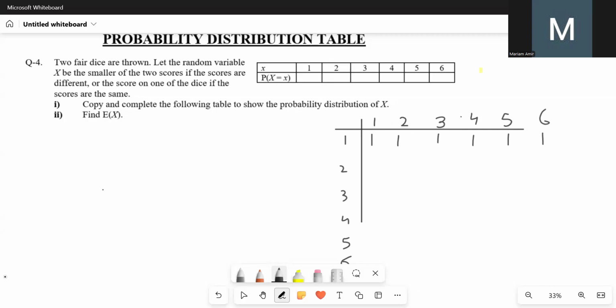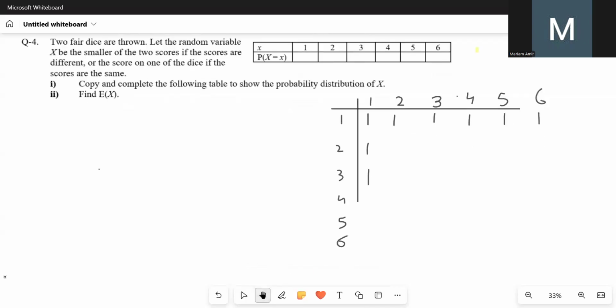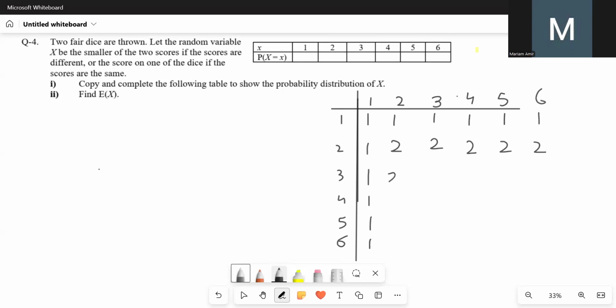Similarly, for 1 and 2, we'll get 1. For 1 and 3, we'll choose the smaller one, which is 1. And similarly, we'll have 1, 1, and 1 here as well. Okay. For 2 and 2, it's going to be 2. For 3 and 2, it's going to be 2. For 4 and 2, 2 for all of these. And 2 for all of these as well. Then we'll write 3 here, 3, 3, 3, 3, 3, 3. What are we doing? We're choosing the smaller value out of the two throws.